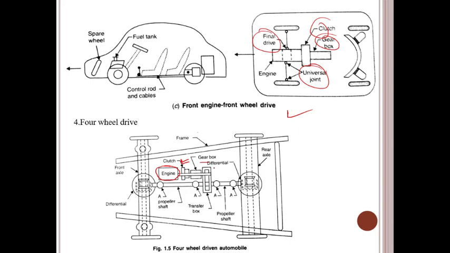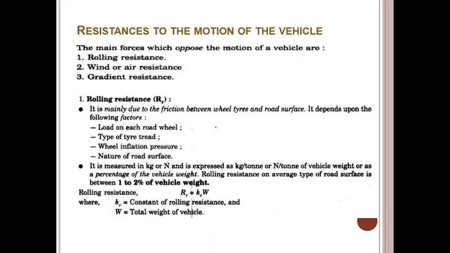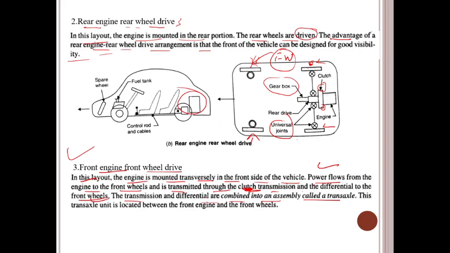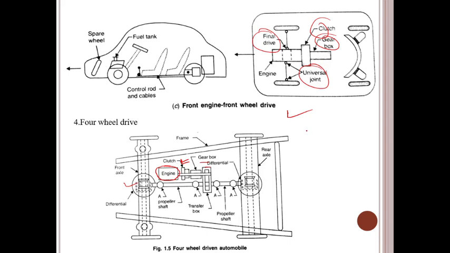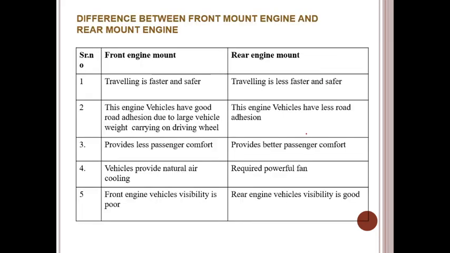It means the clutch transfers power to the differential, so it is called the transaxle, guys. This transaxle unit is located between the front engine and the front wheels. So this is the third classification. You should understand now, these are the design arrangements.